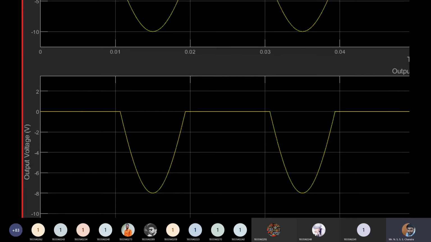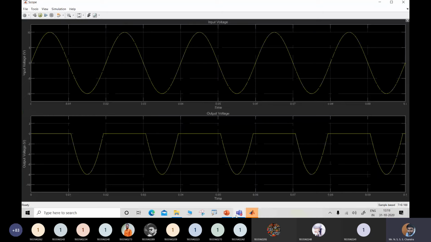So here we have not considered the diode voltage. If you consider the diode voltage, it will also be added. So minus 8 plus 0.7. What is minus 8 plus 0.7? It will be around minus 7.3. So the magnitude will further decrease. Let us check if it is decreasing or not.